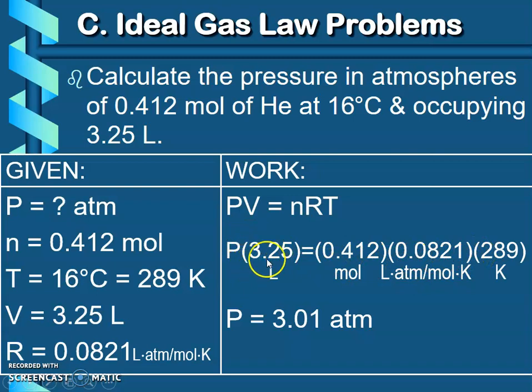Then, since my 3.25 is multiplying by P, do the opposite. So divide both sides by 3.25. So I take my answer I had, divide by 3.25 liters. That makes my liters cancel off, and I'm left with atmospheres. Okay, and my final answer is 3.01 when I round for my proper number of sig figs. And actually, now that I'm looking at the problem, I see that that's actually wrong because 16 degrees Celsius is 2 sig figs. So my answer should have 2 sig figs. So the proper final answer is 3.0 atmospheres.